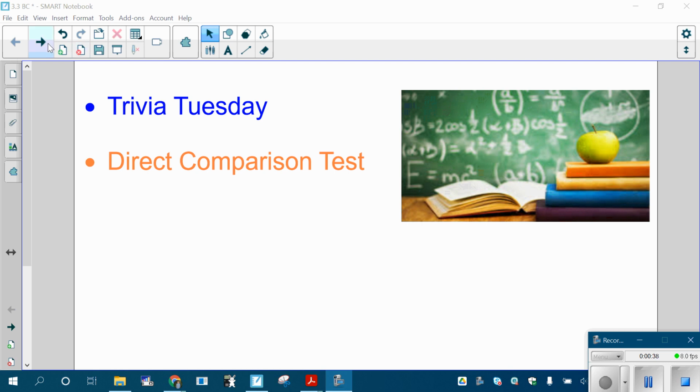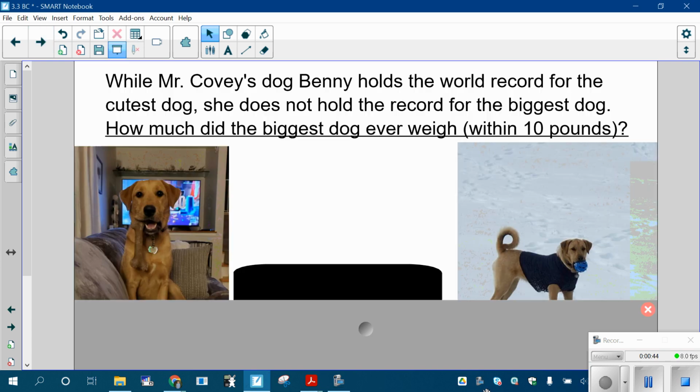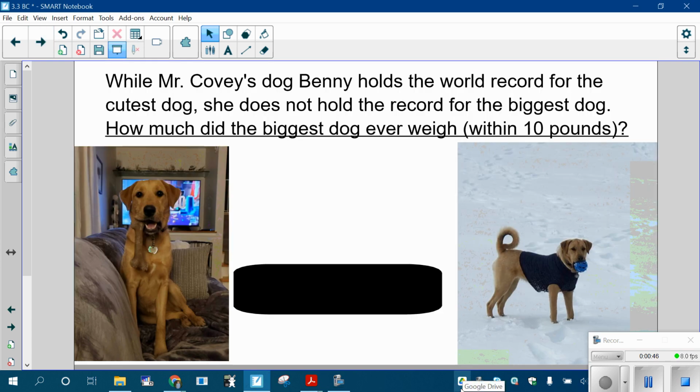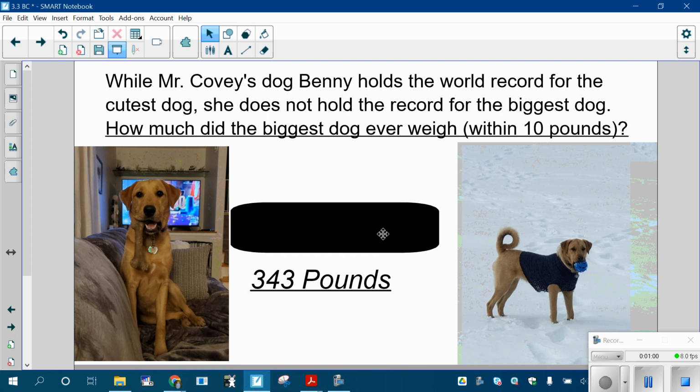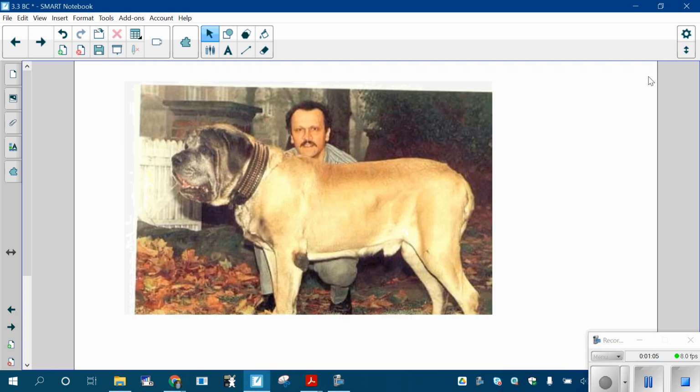Before that, real quick Trivia Tuesday. I know, special video edition, right? Mr. Covey's dog Penny holds the world record for the cutest dog. She does not hold the world record for the biggest dog. How much did the biggest dog ever weigh? Take a guess within 10 pounds. 343 pounds. Pretty crazy. That's a big dog. That is a large dog. All right, on to math.